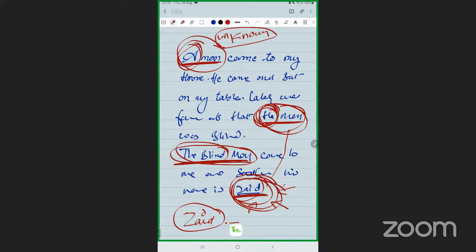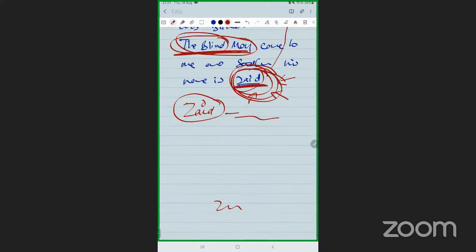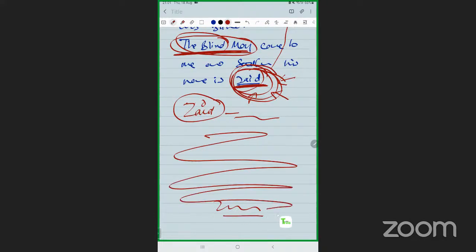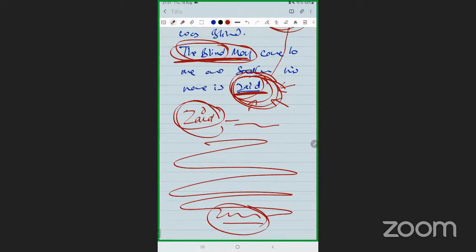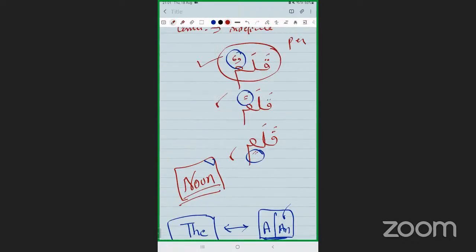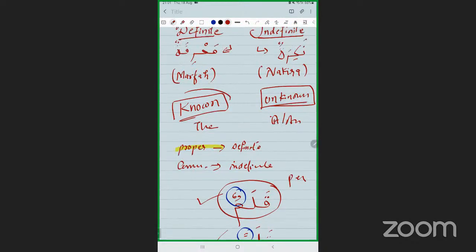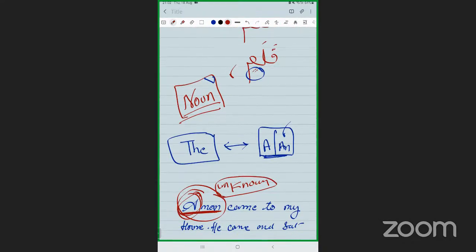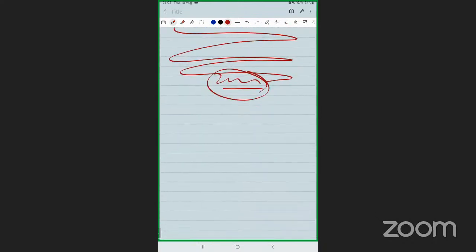The context is telling me that if I now write a big story and then Zaid, you will remember that Zaid is the same man, the blind man who initially came to my house. So the idea of definite and indefinite is just known or unknown noun. Anybody? 901, any question? No question. Everybody understood the concept? Known and unknown.